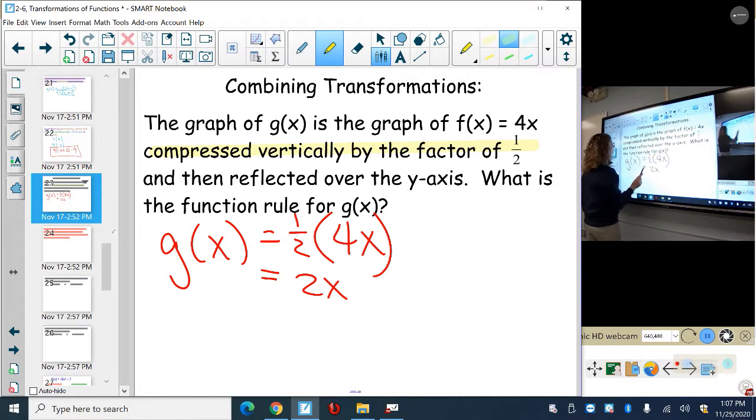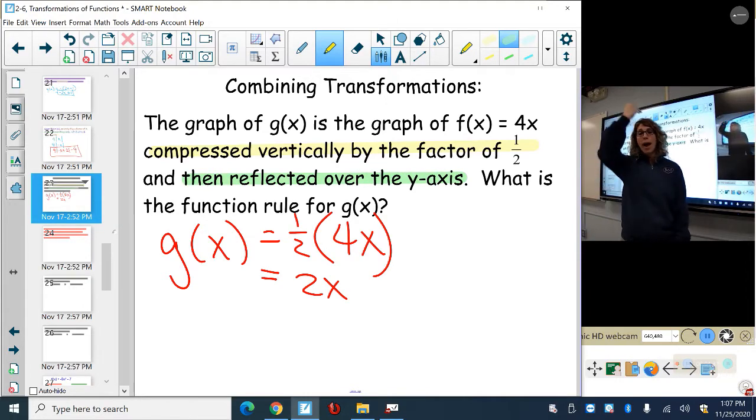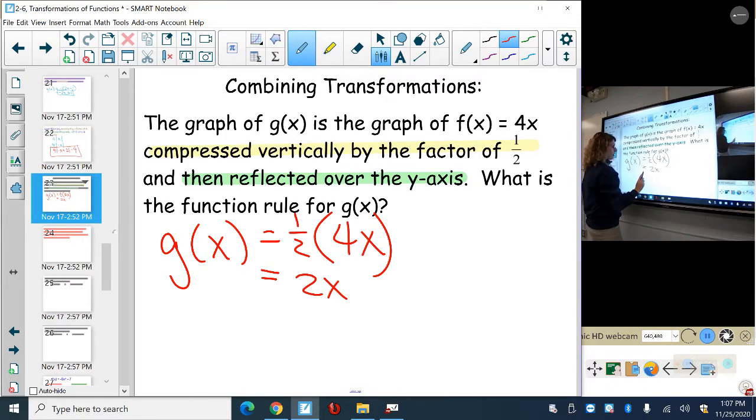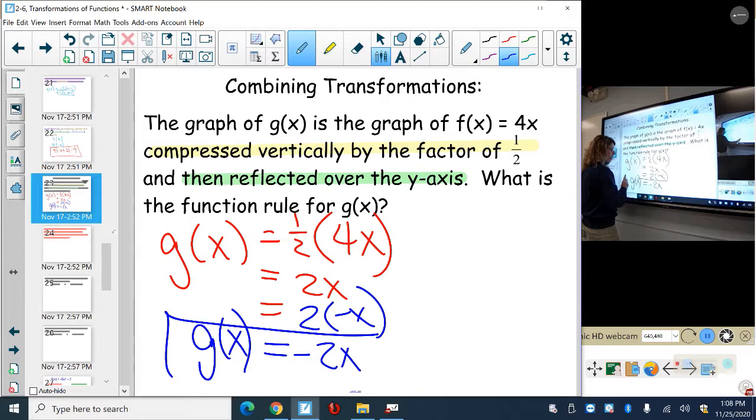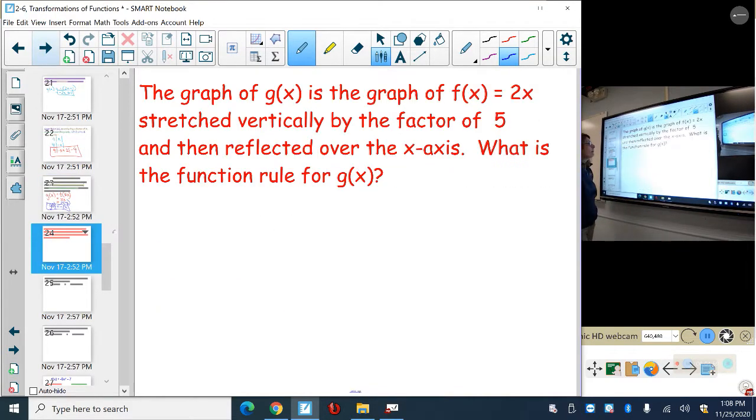Then reflect it over the y-axis. When you reflect over the y-axis, x goes from positive to negative, so I'm replacing x with a negative x. So that's going to be 2 times negative x, which is just going to be negative 2x. What is the function rule for g of x? I just showed you that, and that is the answer. Okay?